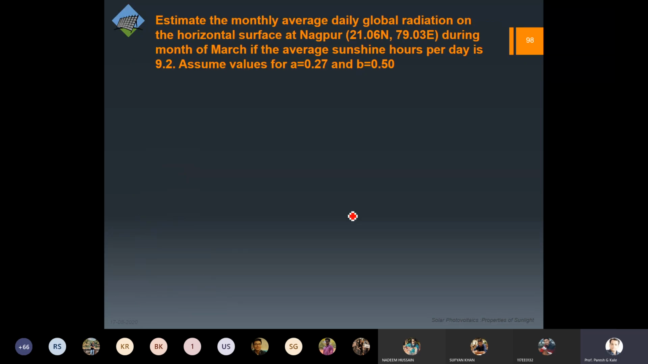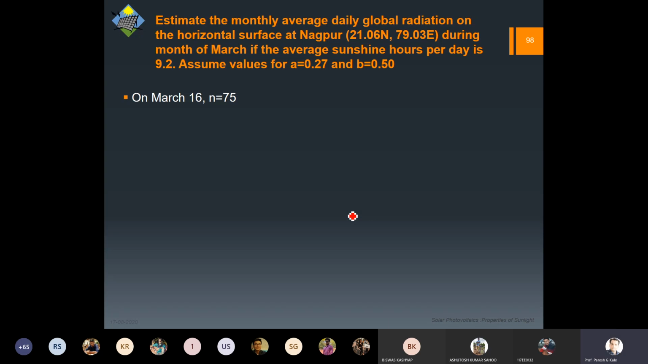So let us start calculating. The example is we have to find out the monthly average daily global radiation for Nagpur during the month of March. I think we have found out something in the last lecture. Can you check your notebook? Was it for the average for the month of March? No, sir, November. For November, sir. Okay. For Nagpur, it is March, sir. Average, that's what I'm asking. Now we are talking about March. So this is the average for March.